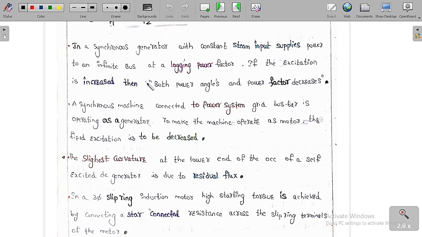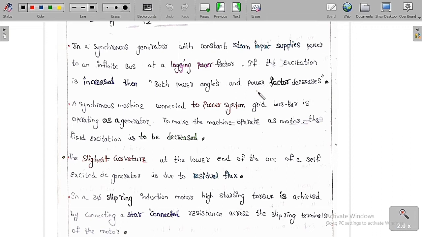See the concept. For a synchronous generator with a constant steam input supplying power to an infinite bus at lagging power factor, if the excitation is increased, then both power angle and power factor decrease. I already told you that P is equal to Ef into V by Xs into sin delta. As V is constant, Xs is constant, P is constant, simply we can say Ef into sin delta is constant. As excitation increases, Ef increases.